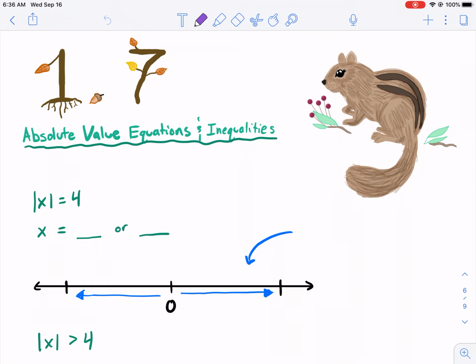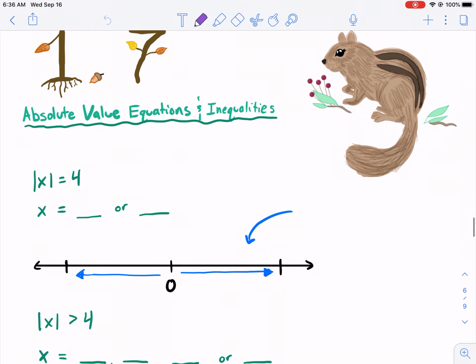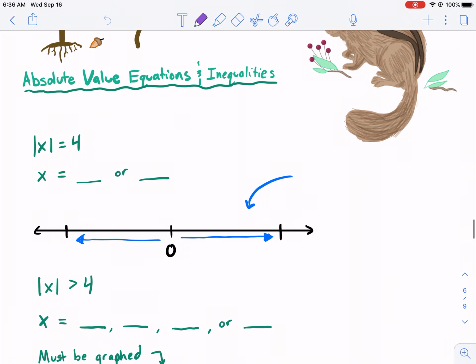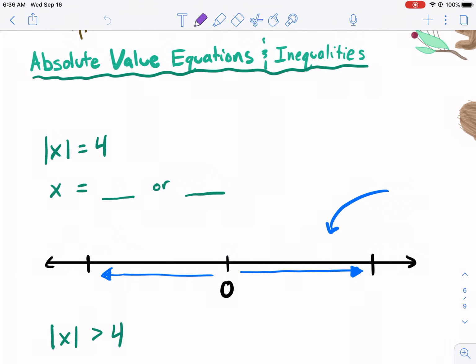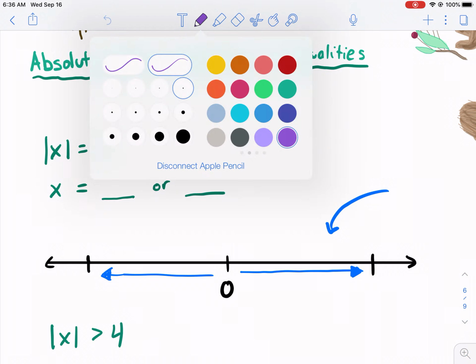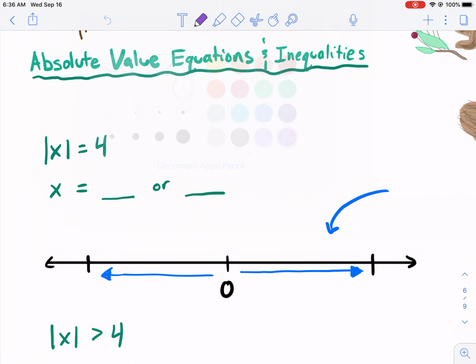Let's get going. Here we have the absolute value of x equals -4. Now, if you remember back to algebra, the absolute value indicates that there's two possible answers here. Let me change it to purple. So there's two possible answers. One is 4, the absolute value of 4 is 4, and the other answer is -4.